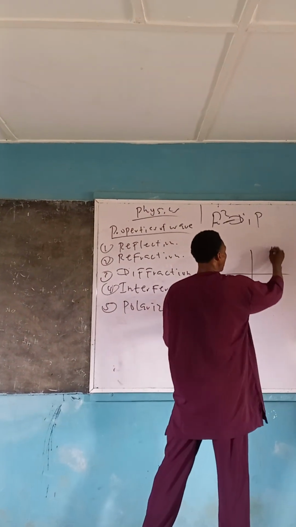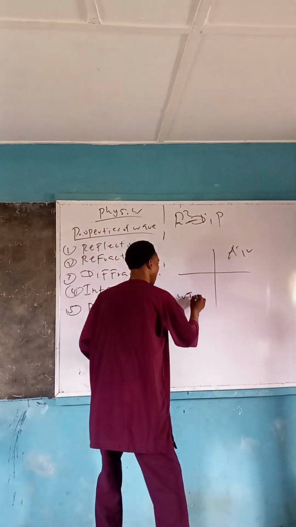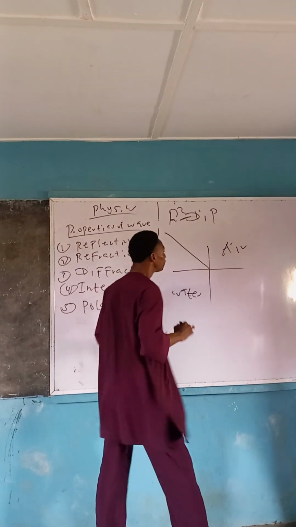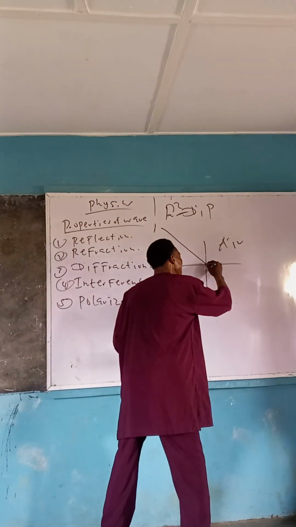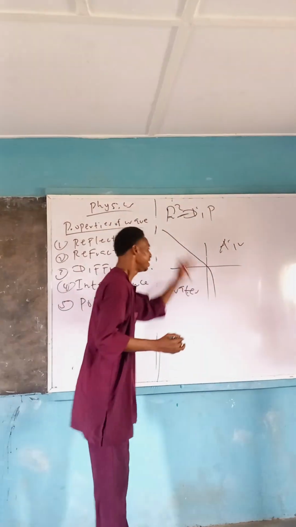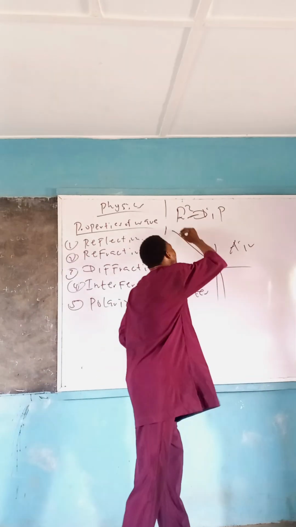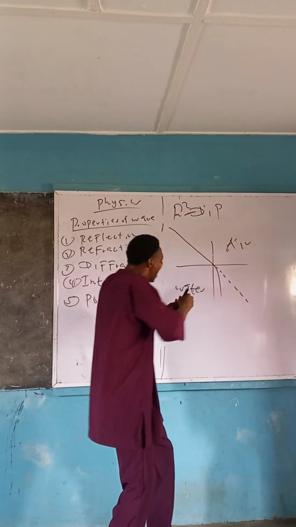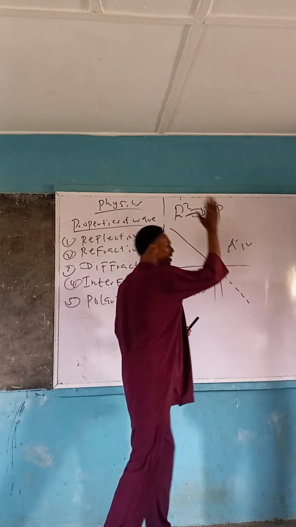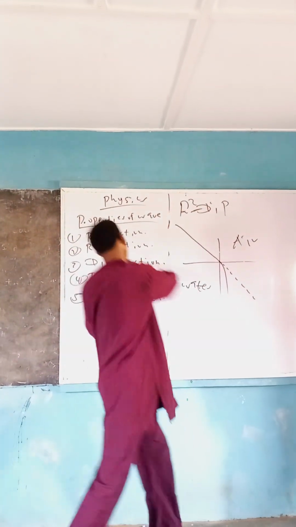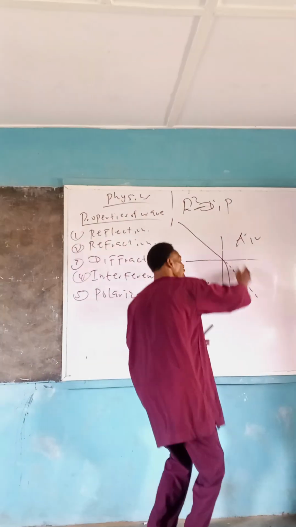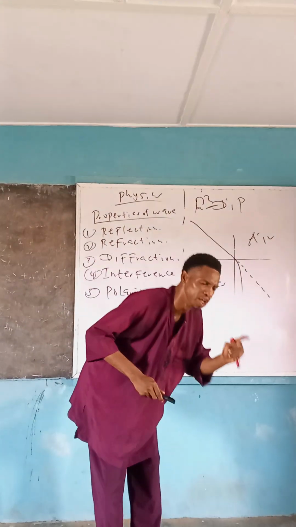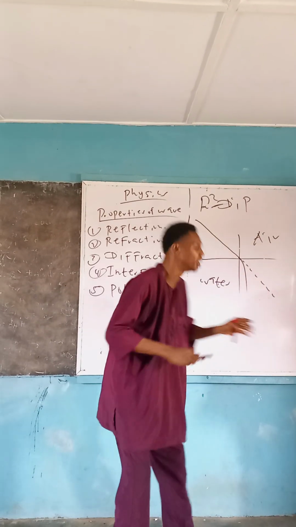Let us put a boundary between air and water. Now when a light or a wave strikes this boundary, on getting into the water, it refracts. It bends. Normally, this ray of light is supposed to be moving in this direction, but there is a change in direction of the wave. That change in direction is called refraction. What causes refraction? Change in speed. So take note of that.